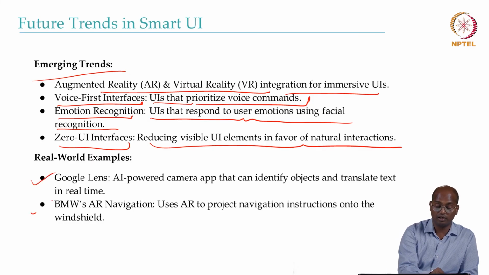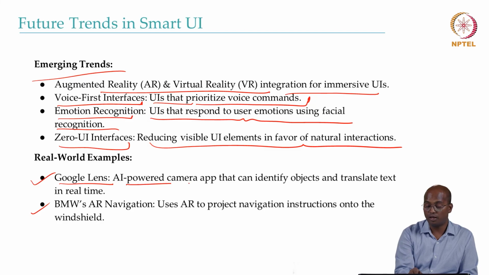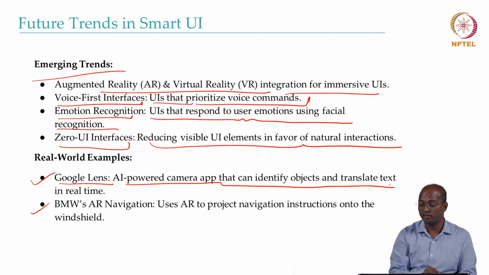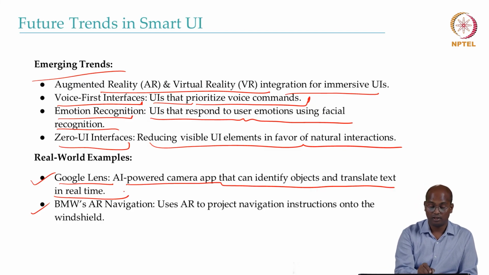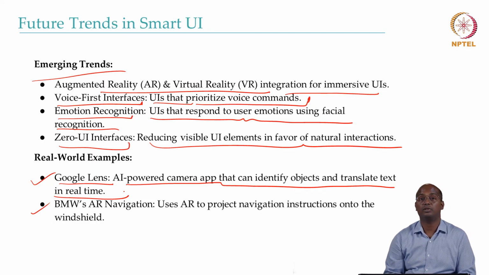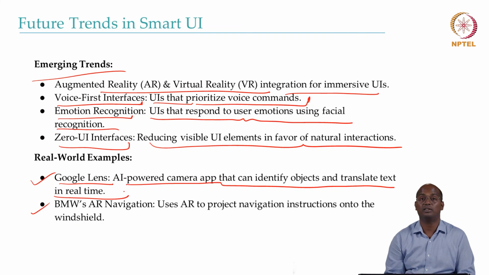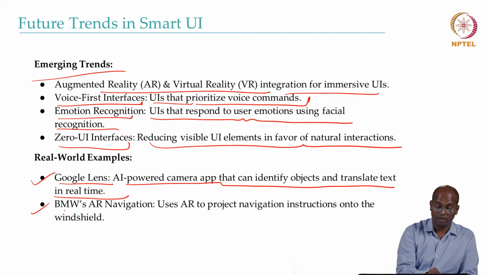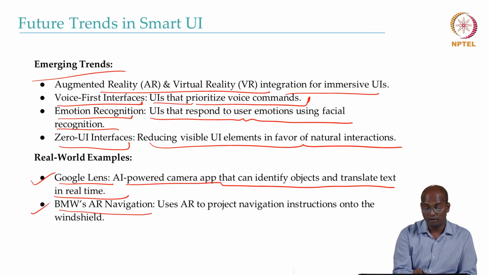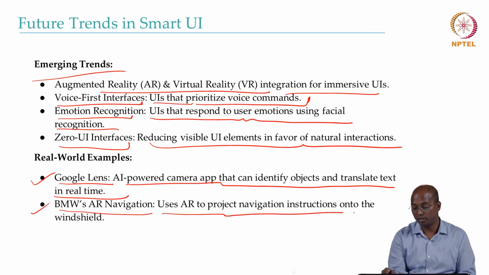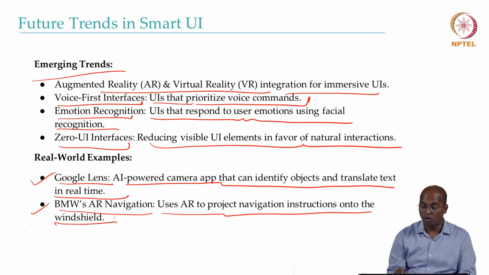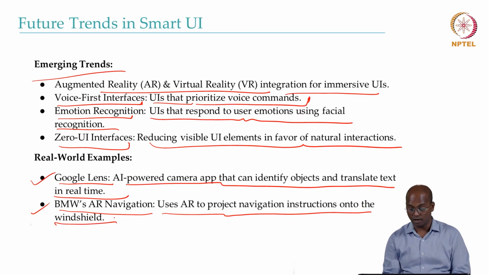Some real world examples: Google Lens, an AI-powered camera that can identify objects and translate text in real time. You might be aware Meta has also come up with similar glasses in collaboration with Ray-Ban, which can do something similar, probably in an even better way than Google Lens was able to. And BMW's AR navigation uses augmented reality to project navigation instructions onto the windshield of the car.